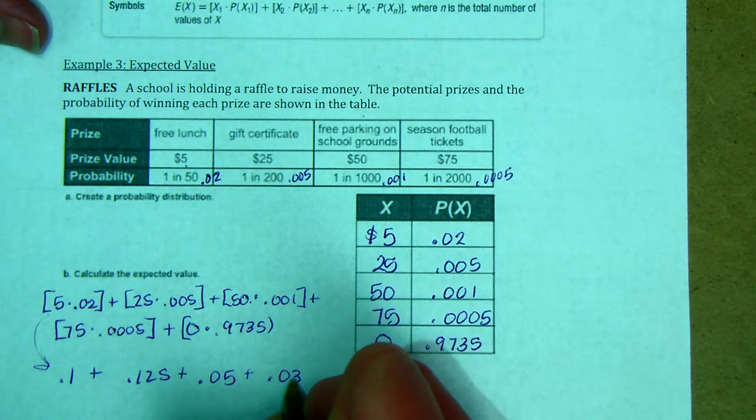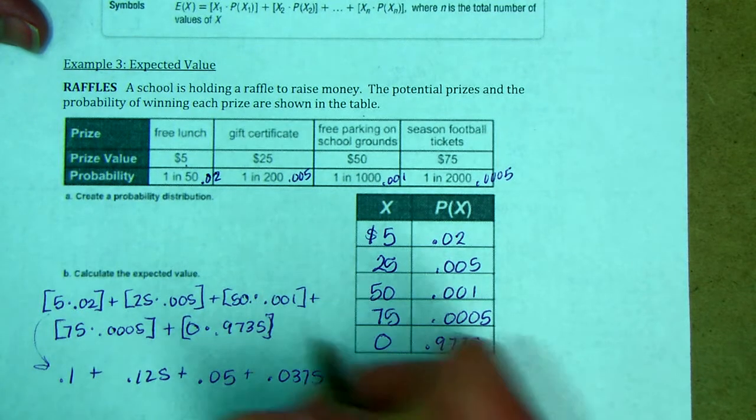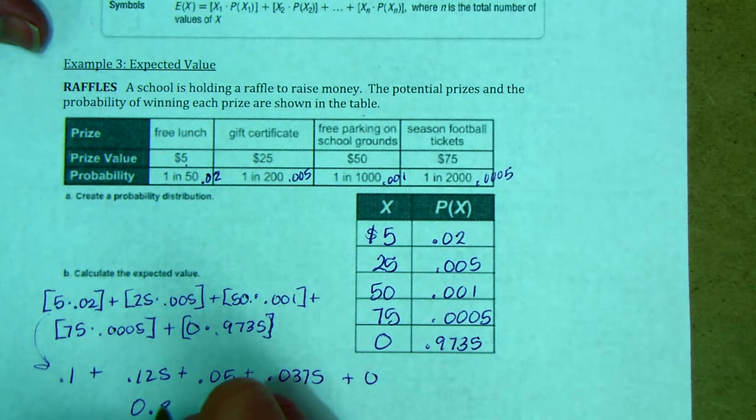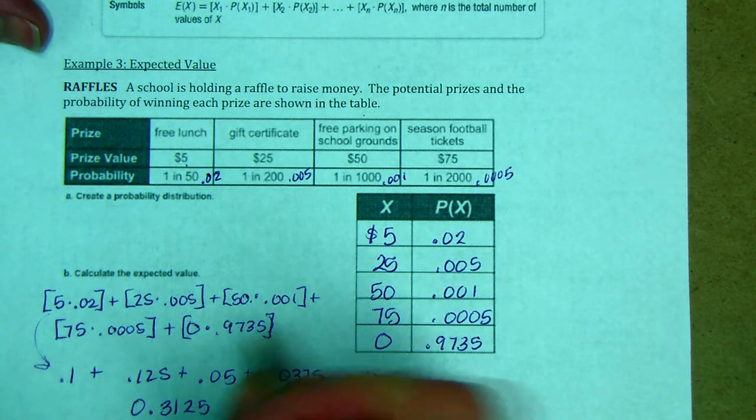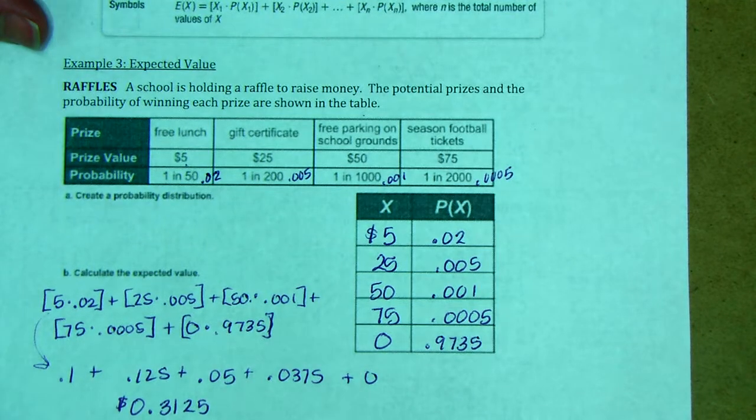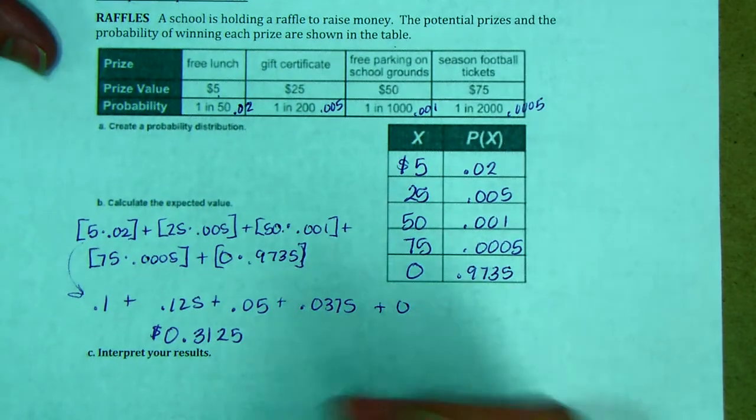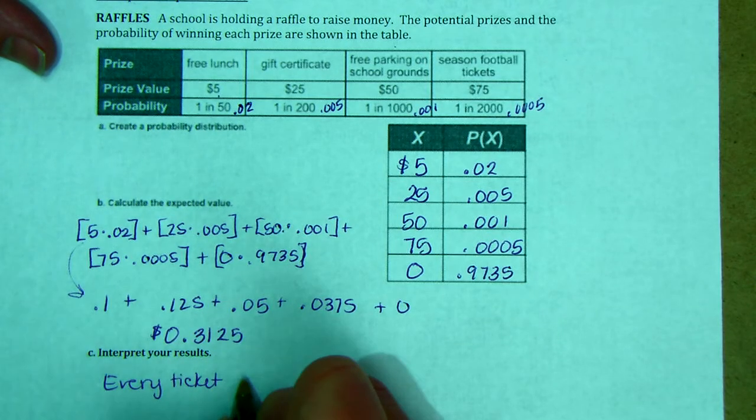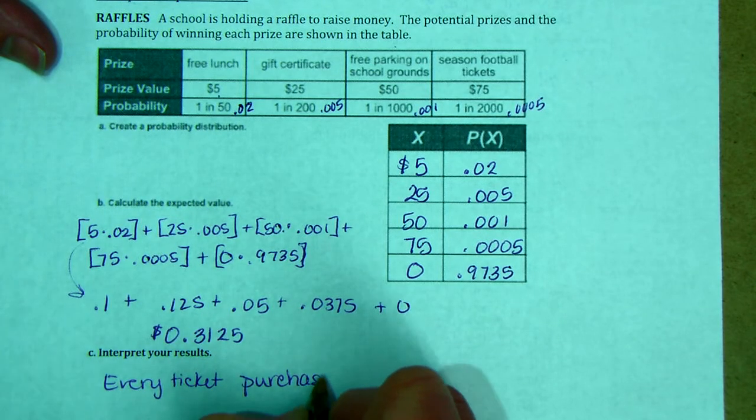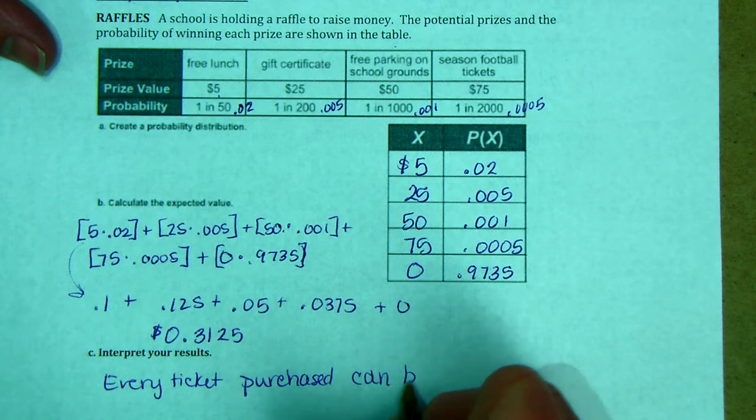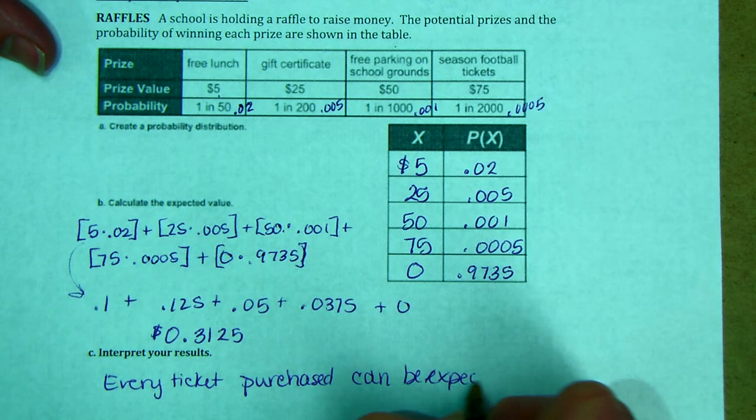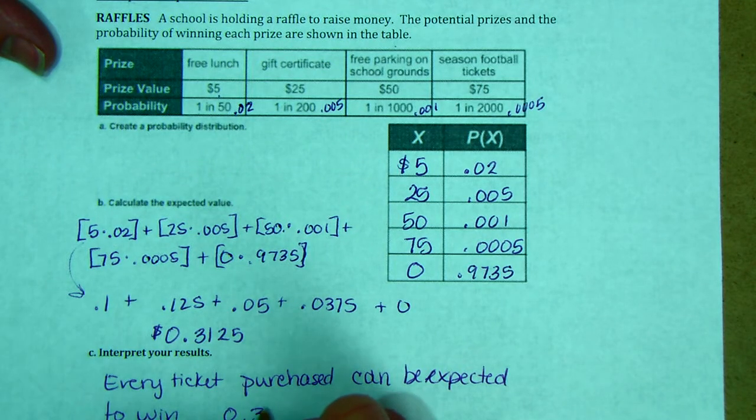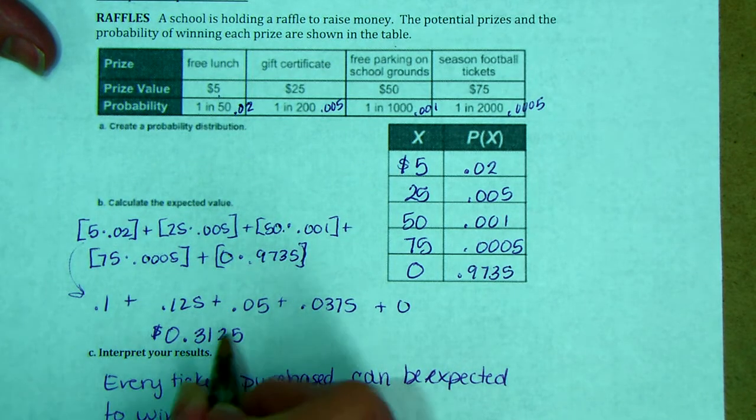Add them all together, and our value is, now that is a dollar value. What that means is every ticket purchased can be expected to win 31 cents. Because it's a 2, I'm going to leave it at 31. So every ticket purchased can be expected to win 31 cents.